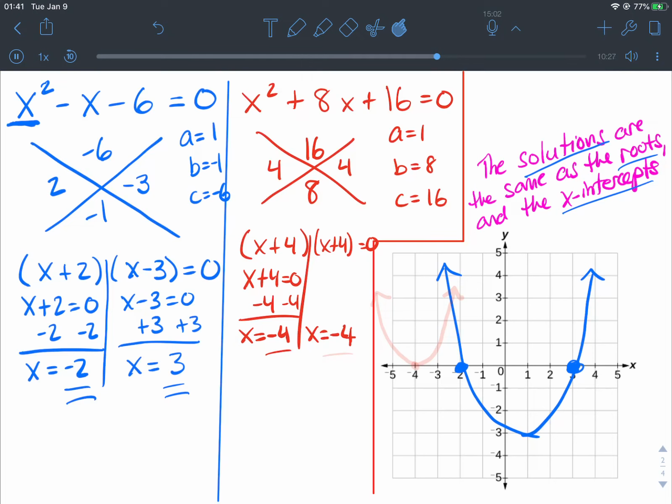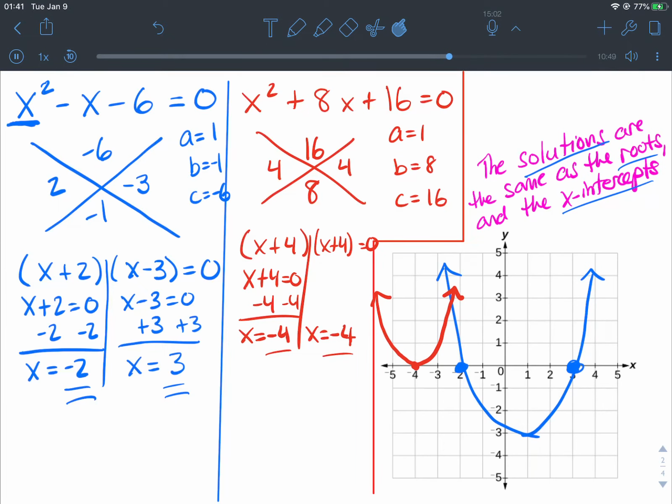It's the same number. So the x-intercept is going to be at negative 4, which means there is only one x-intercept. So the graph would look something like this. Again, it's not exact, it's not precise, but it's just here to kind of get you to understand moving forward.